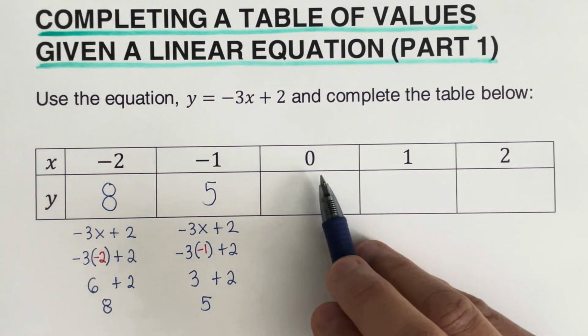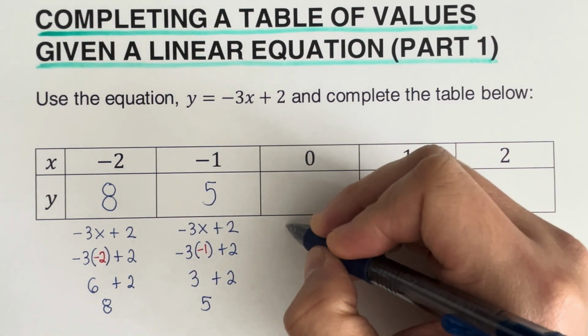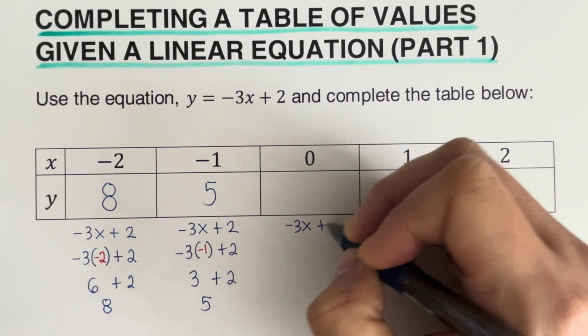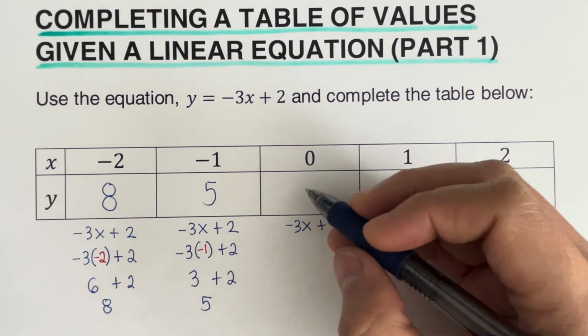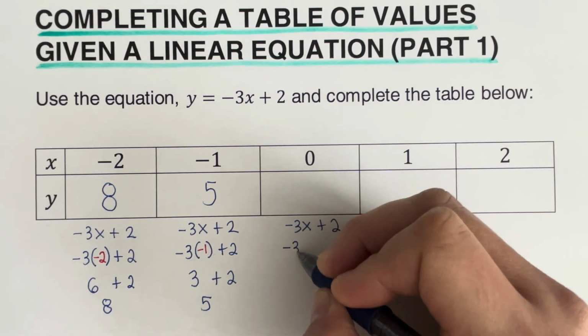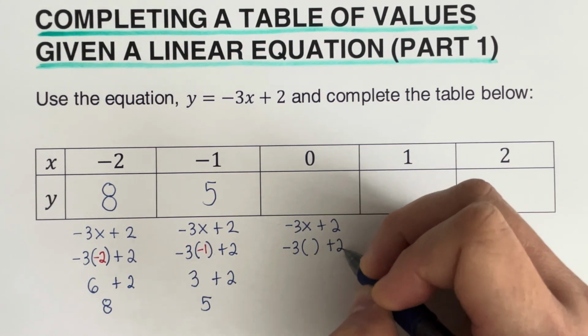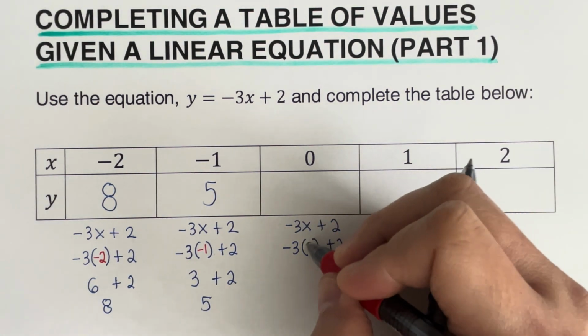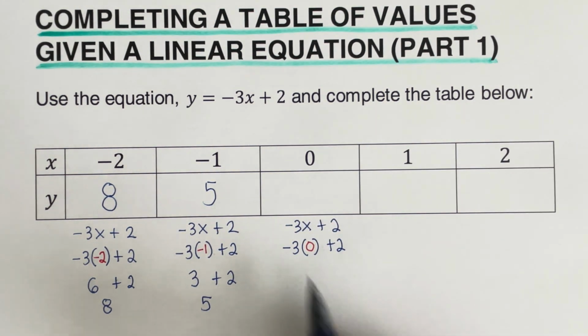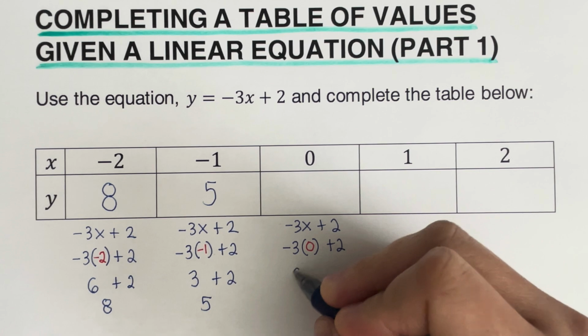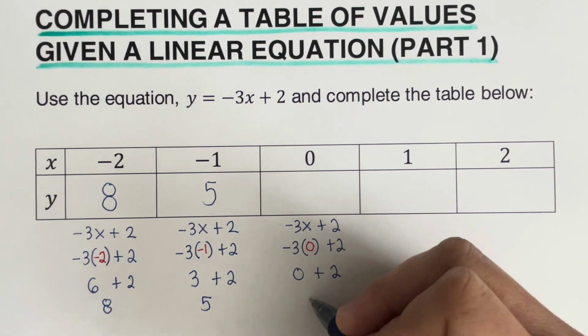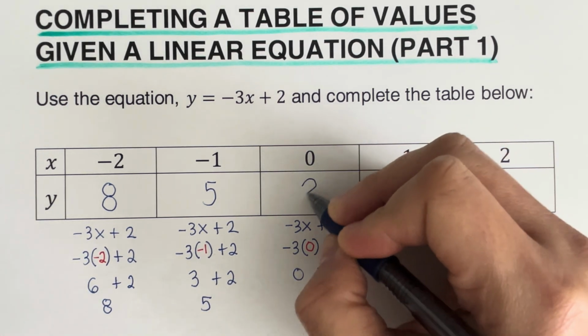Now I'll move on to the 0 here. Again, it's negative 3x plus 2, and the x now is a 0. So that would be negative 3 parentheses plus 2. Again, the x is 0. And so negative 3 times 0 is 0, plus 2 is 2. So the value right here would be 2.